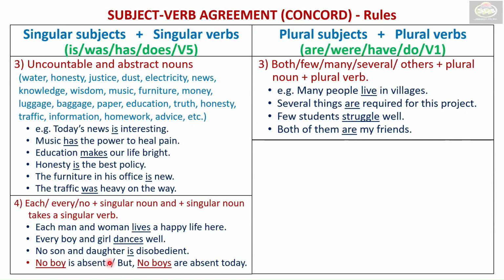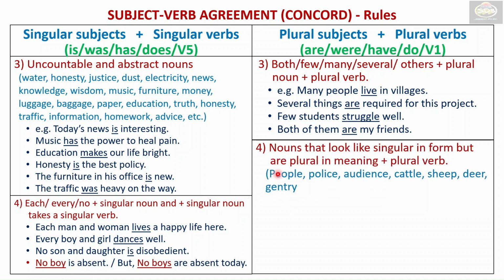No son and daughter is disobedient. No boy is absent, but no boys are absent today. This is plural. No boys are absent today. No boy is absent today. This is singular.